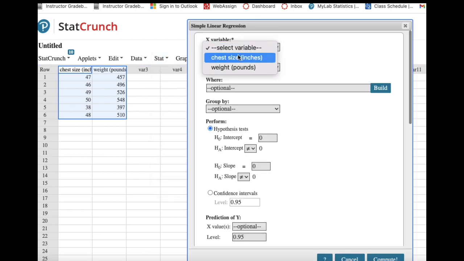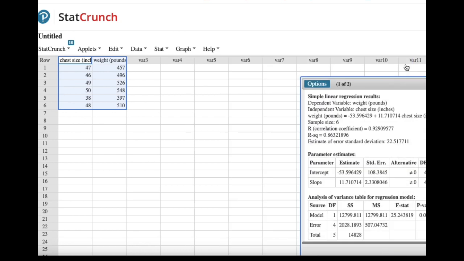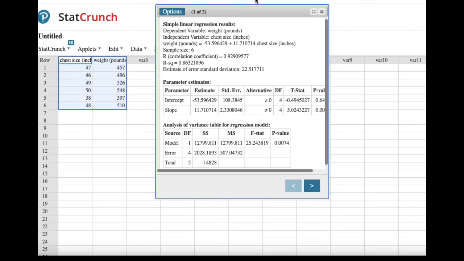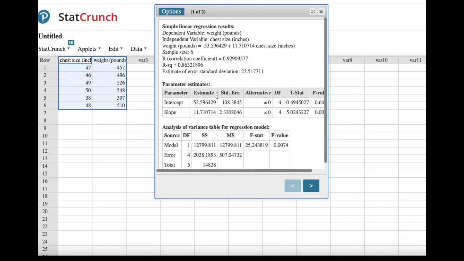Remember that we are told to use chest size for the x variable. The y variable is the weight. That is all I need to select. I'm going to leave everything else the same. And I hit compute. Here's the readout. And let's take a look at a couple of things here.